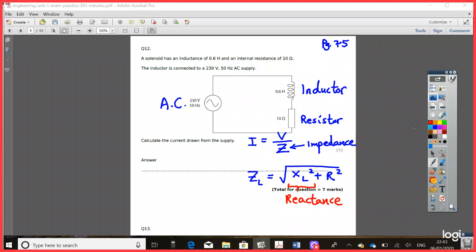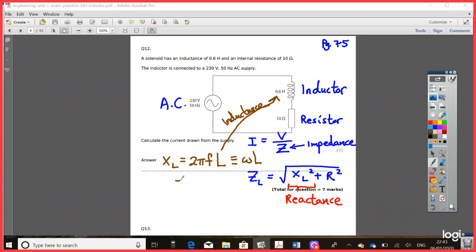Let's start with a different color. XL: I hope this comes in the formula sheet. I'm not quite sure. If it doesn't, then you have to learn it. It's not too hard. It's 2 pi F, which is omega, times L. Some books, especially A-level physics, will write omega L, because omega is 2 pi F. What's L? L is the inductance, this value.